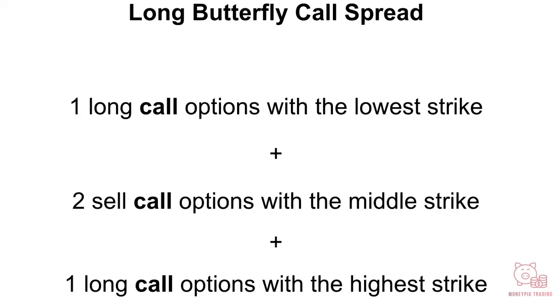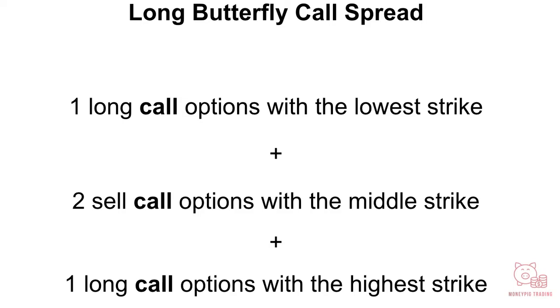So let's take a look at the composition of a butterfly spread. Here we're going to look at a long butterfly call spread. Basically, you will have 4 different contracts. The first one you're going to do is the lower range. You're going to have one long call option with the lowest strike price. In the middle, you are going to have 2 sell call options with the middle strike price. And the last one, you're going to have one long call option with the highest strike price. So together, these 4 contracts form a range with the highest and the lowest strike price.